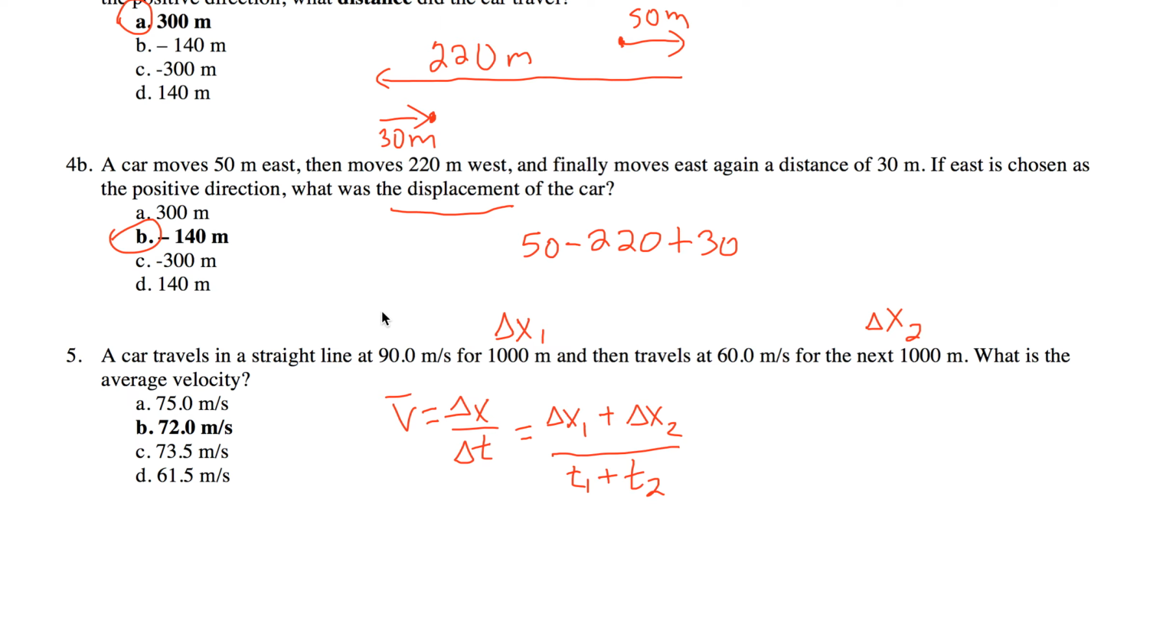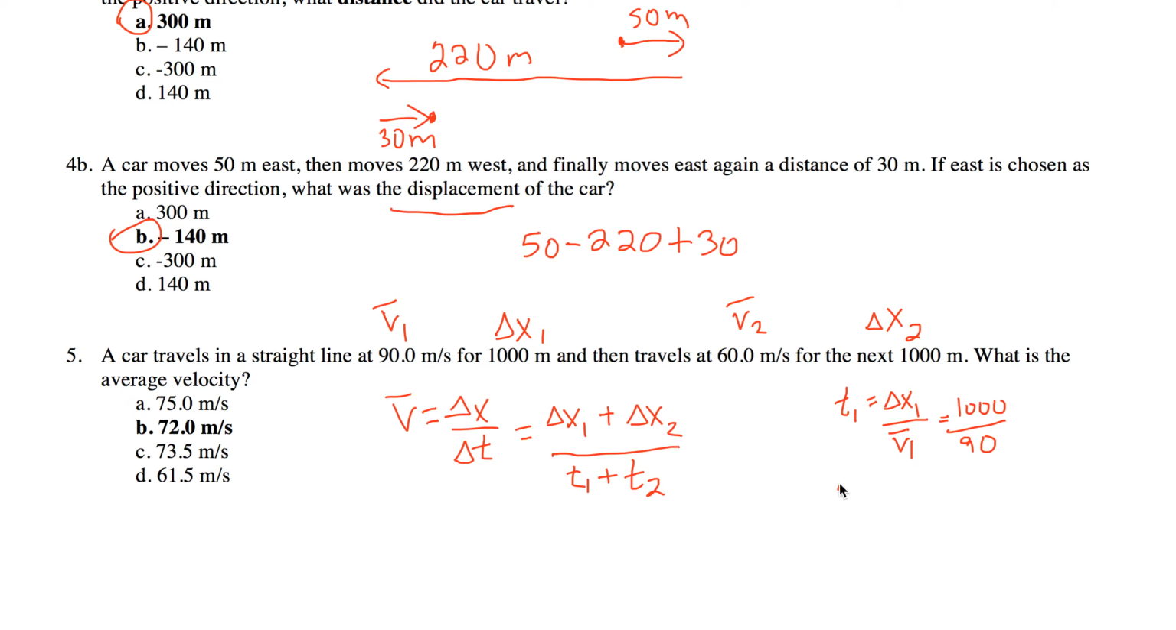So we have the velocity here for the first part and the velocity for the second part. So what we need to do is find the times separately. So we go to the side here and we say that our time 1 is going to be equal to our displacement 1 divided by our average velocity 1. And this comes from just rearranging this equation here for average velocity. So we're going to plug in 1,000 and 90, and we're going to get a time.